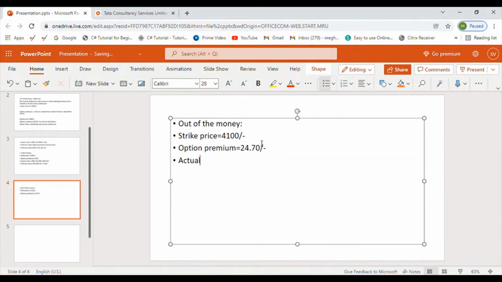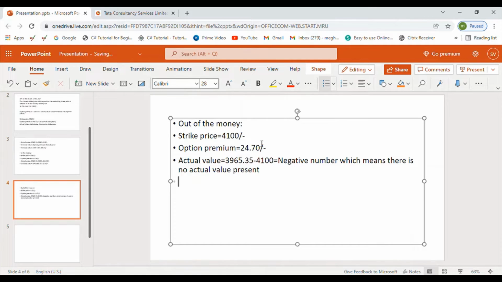Then the actual value is 3965.35 minus 4,100, which gives us some negative number, which means that there is no actual value present.